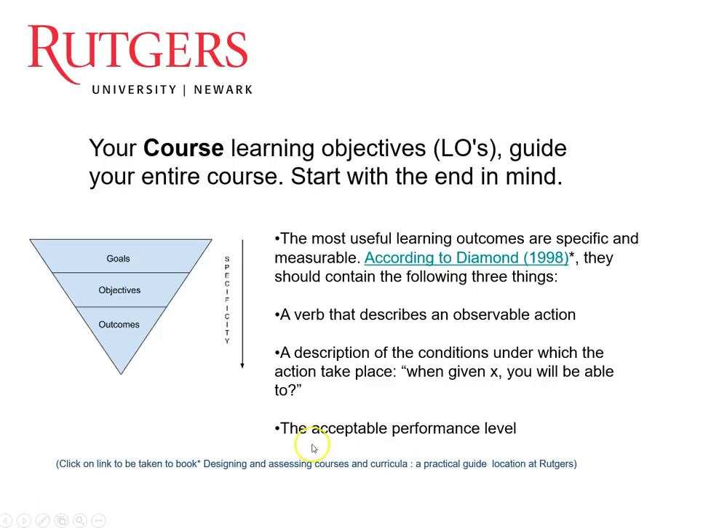One book here, Designing and Assessing Courses and Curricula, which is by Diamond, is available in the library at Rutgers Newark. You can click on through to get this link in the PowerPoint. Diamond says that your learning objectives need to have three things. The first is a verb that describes an observable action. The second, a description of the conditions under which the action will take place. And thirdly, the acceptable performance level.